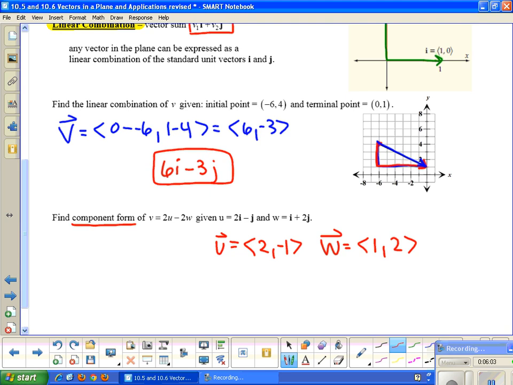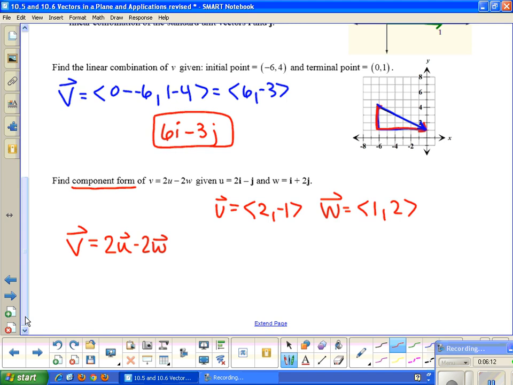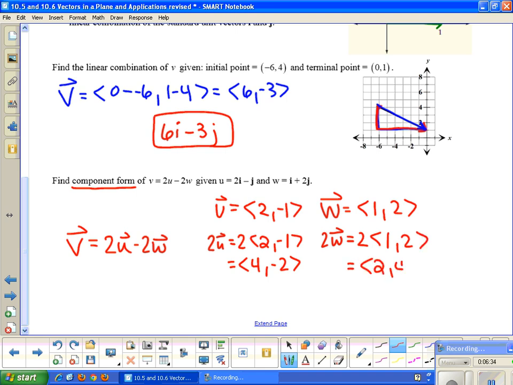So now we're doing vector v, which is equal to 2u minus 2w. So I'm going to do 2 times each of these first. So 2u would be equal to 2 times this. So this is really equal to 4 and negative 2. And 2w would be equal to 2 times this, which gives me 2 comma 4.